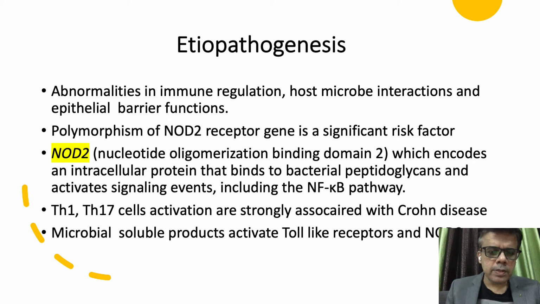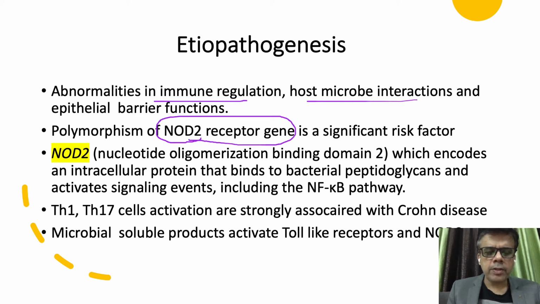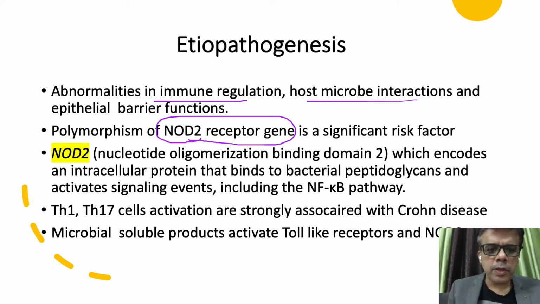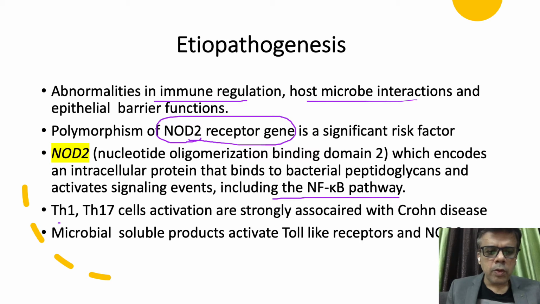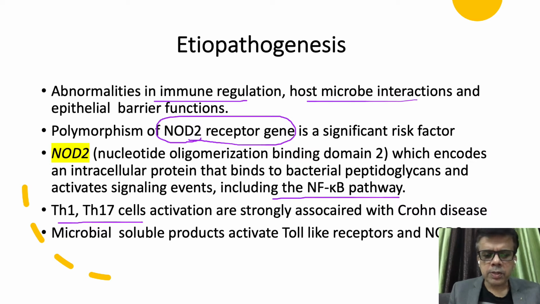The etiopathogenesis lies in abnormalities in immune regulation, host microbe interaction, and epithelial barrier function. Polymorphism of NOD2 has been clearly associated as a significant risk factor, and this NOD2 mutation is known to activate the NF-kB pathway. The role of Th1 and Th17 activation has also been clearly defined. The microbial soluble products activate toll receptors and NOD2, and that is again an important factor in the pathogenesis of Crohn's disease.